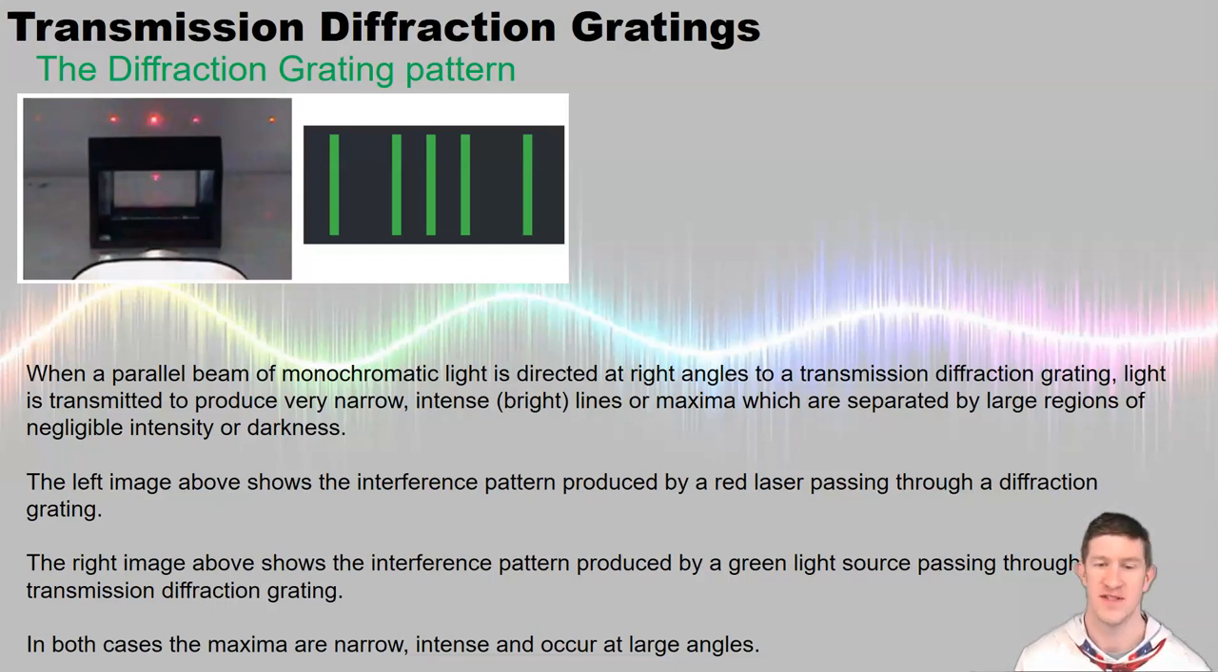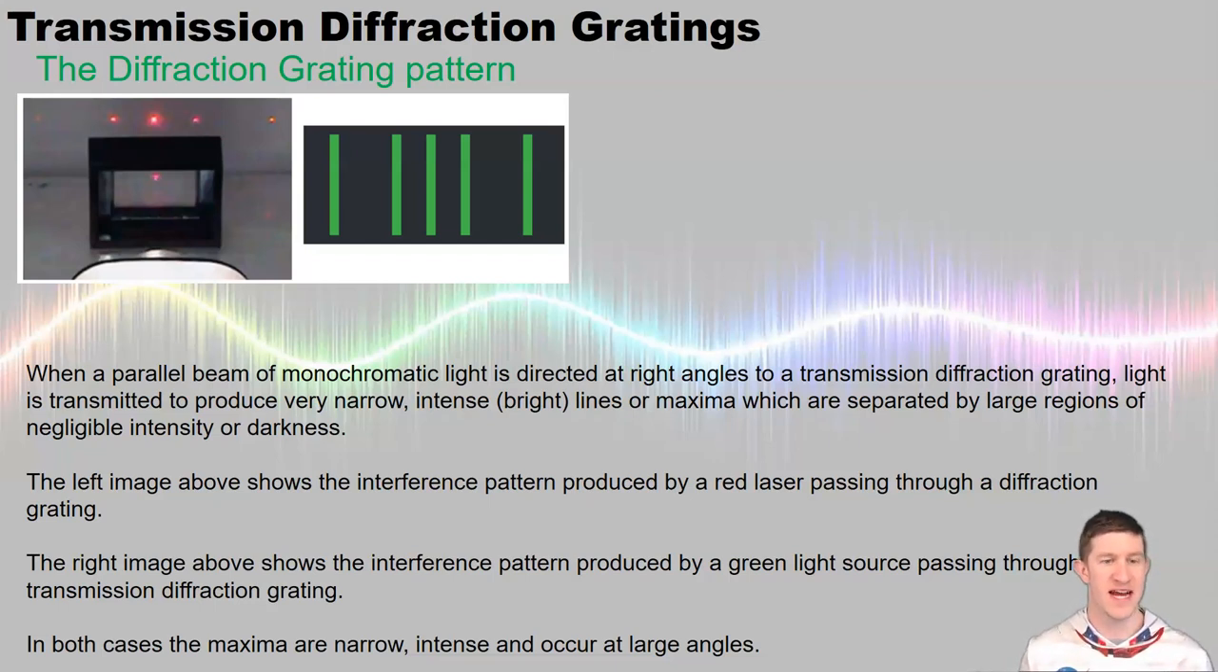The image on the left shows the interference pattern if we were to use a laser. Because it's a monochromatic source, we just get these little dots. On the right would show if we used something else, like a green light source, so we filter it or something like that, and it's passed through a transmission diffraction grating. We get these lines of color, of maxima.